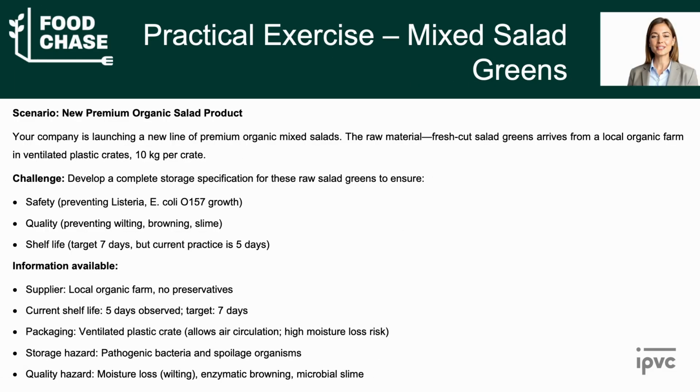Let's work through a real example. Your company has a new product, premium organic salad greens. They come from a local farm. They are high quality, but they are very perishable. Fresh salads are vulnerable to pathogenic bacteria like Listeria or E. coli, which can grow in the cold if given enough time. They are also vulnerable to moisture loss. The greens will wilt, and they can develop a slimy texture from spoilage bacteria.